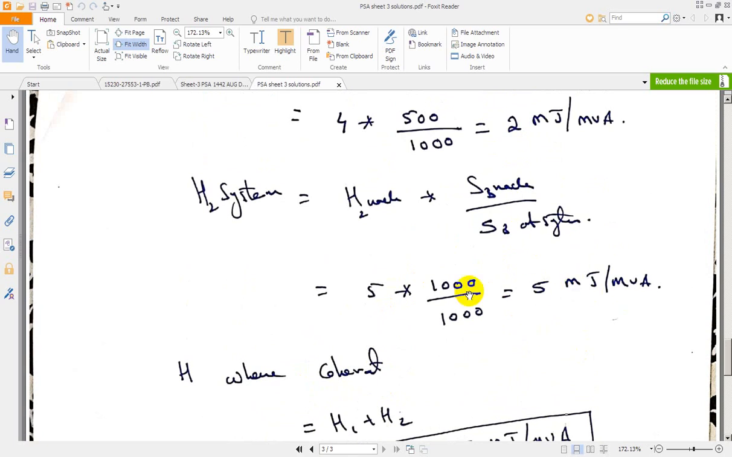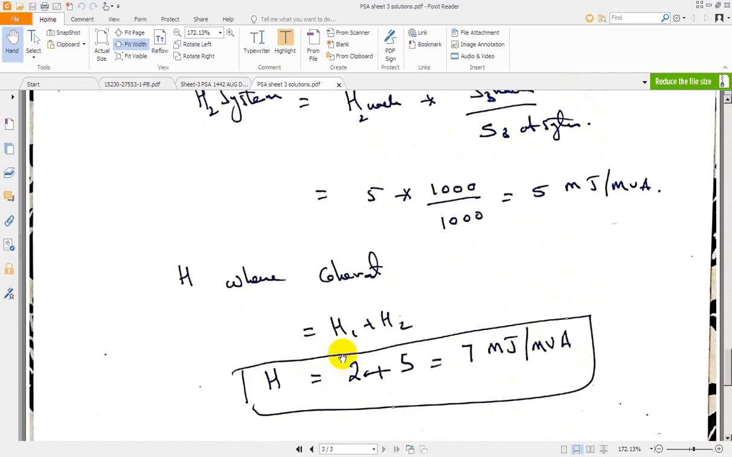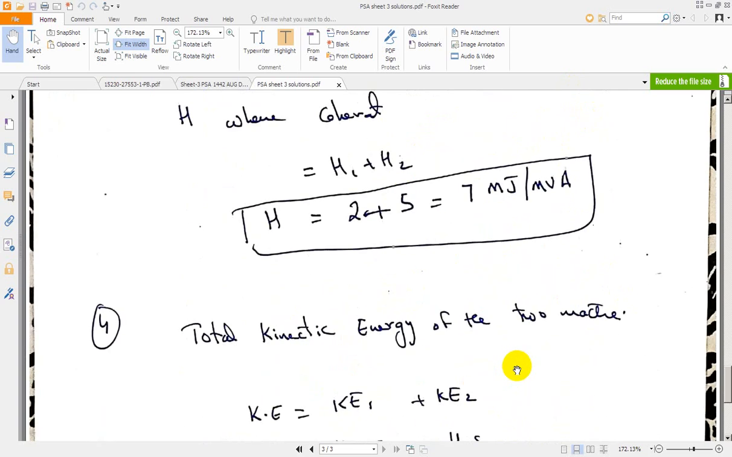This is at 5 megajoules for 1000 MVA base, and this is 2 megajoules per MVA for 1000 MVA base. Hence we can add it. H equivalent is equal to H1 plus H2, 2 plus 5 is equal to 7 megajoules per MVA.